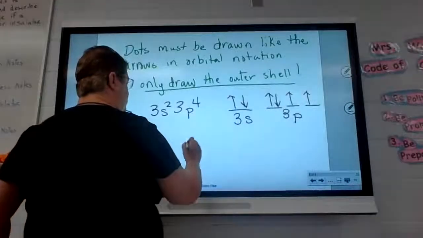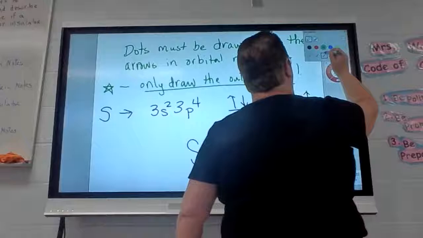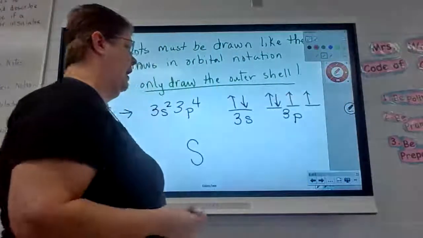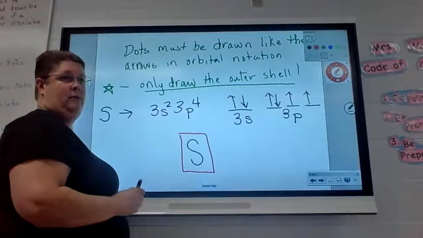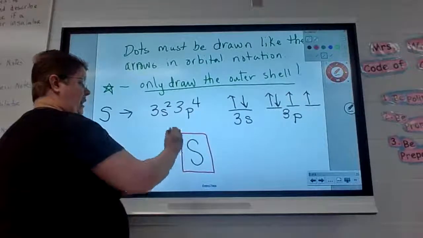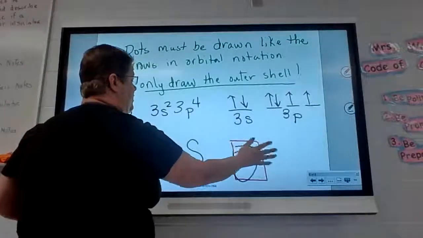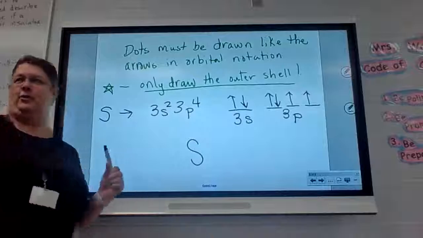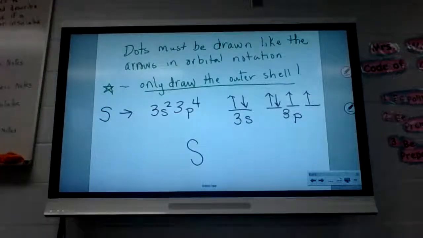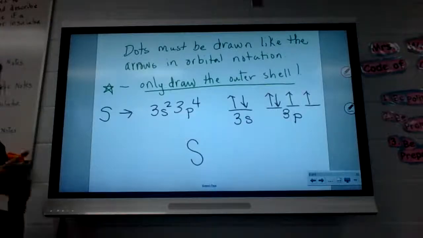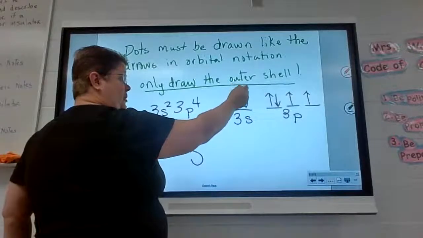So you draw the symbol for sulfur. Now, when we draw in our dots, I want you to envision how many sides. How many sides are there on the box? 4. We don't draw a box though. I just want you to envision that there are 4 sides on the sulfur. Envision that in your mind. So, you have 2 arrows that are paired, 2 arrows that are together.